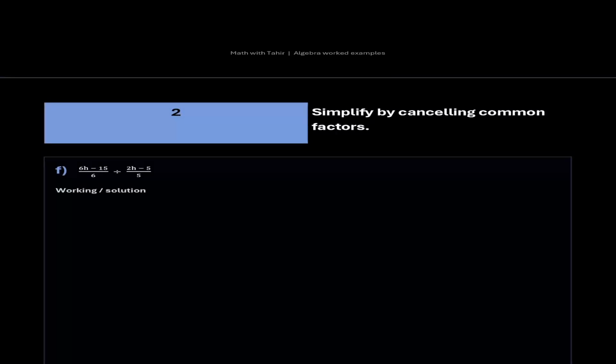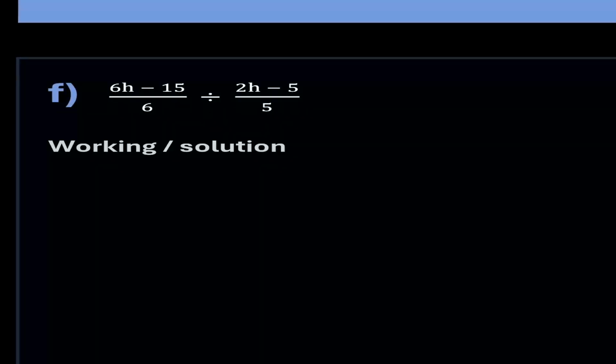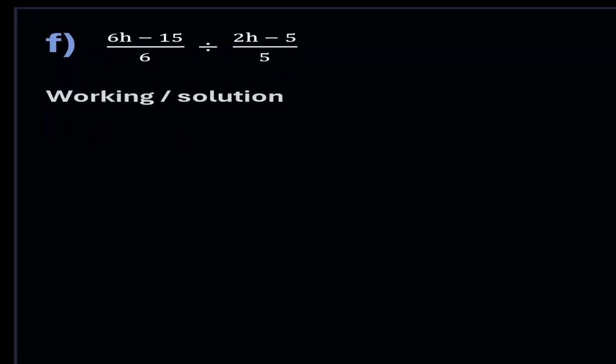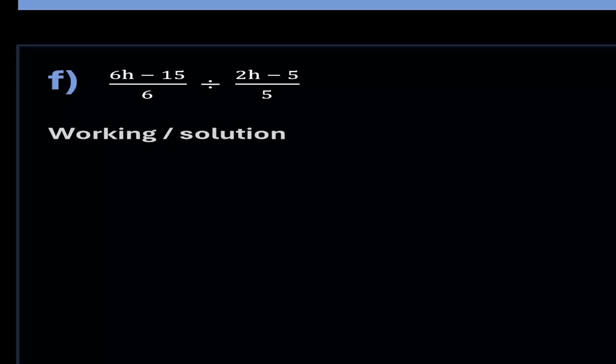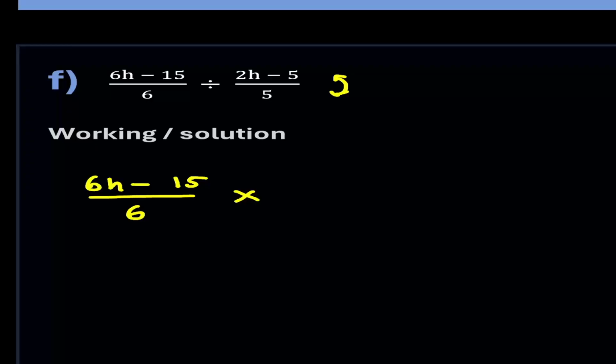Okay, this one's a bit trickier, a division. So we've got 6h take 15 on 6 divided by 2h take 5 on 5. How would you do this? In order to divide fractions, what you need to do is flip the second fraction around, and then it becomes a multiplication. So this is just 6h take 15 on 6, and we change it to a multiplication, and you flip this fraction around. So 5 on 2h take 5.